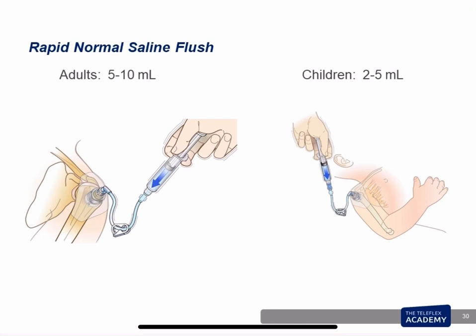In children, however, less saline is required to flush, and it's recommended that we use 2 to 5 mLs of saline. And I perhaps wouldn't flush as vigorously in a pediatric patient because infants' and small children's bones are softer, and too much pressure generated may cause the IO needle to dislodge.